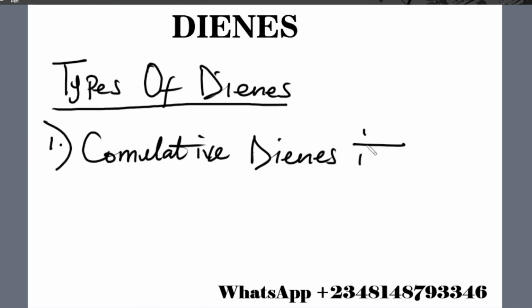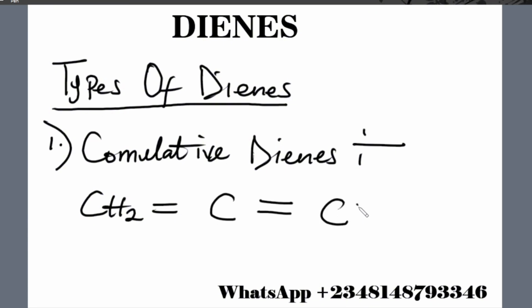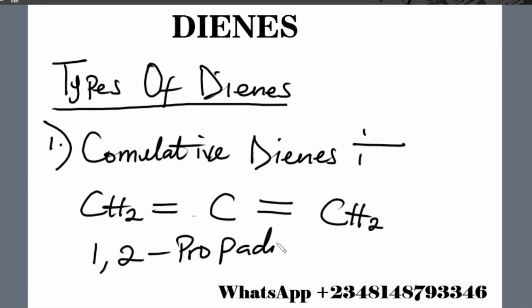So let's take an example. We have CH2 double bond C double bond CH2. If you look at this structure very well, we have a double bond here, and following it, we have another double bond. So these double bonds are adjacent to each other. That is why it is called a cumulative diene. The name of this compound is 1,2-propadiene.